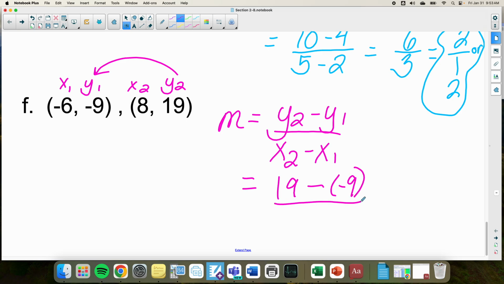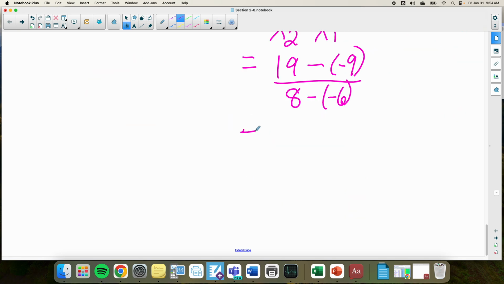What I find with kids sometimes is they write it down too fast. And like if they were doing this, they would just go 8 minus 6. But the formula says you have to take this and subtract a -6. So it'd be 8 subtract a -6. Now, 19 minus a -9 is 28. 8 minus a -6 is 14.